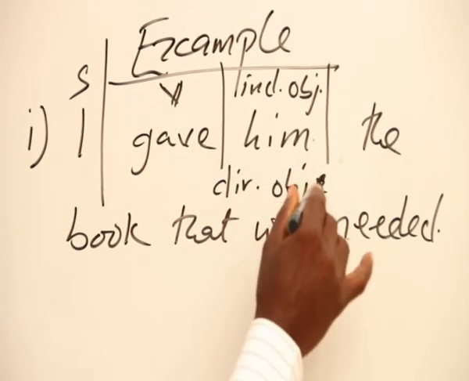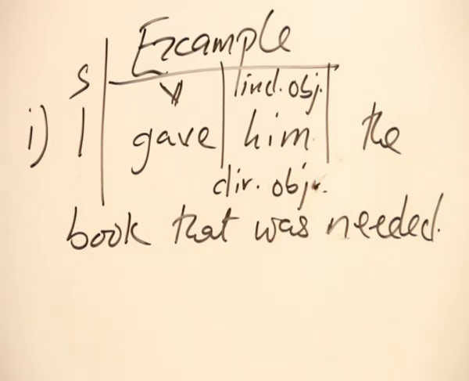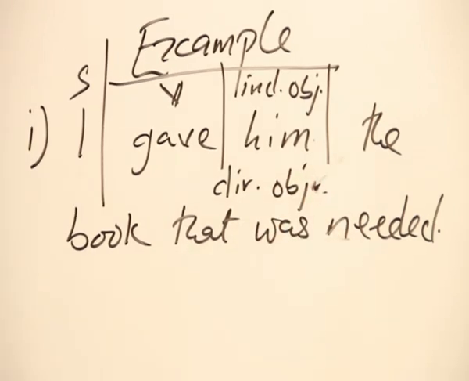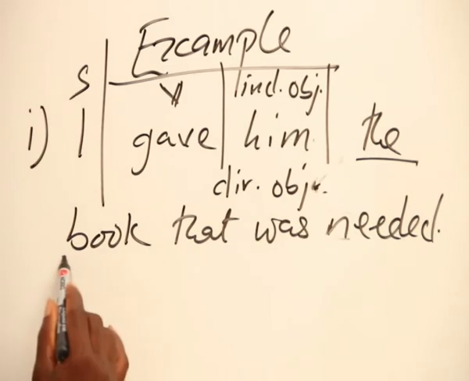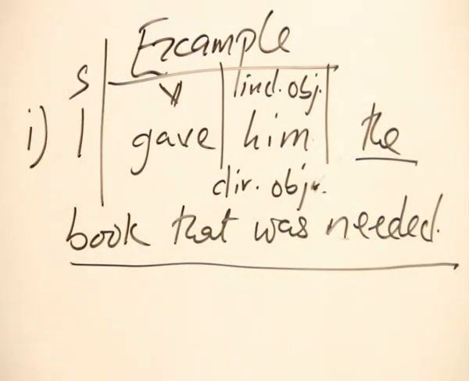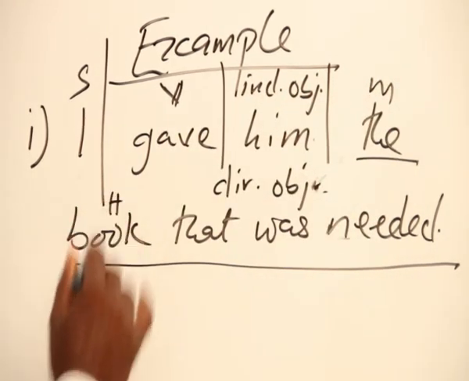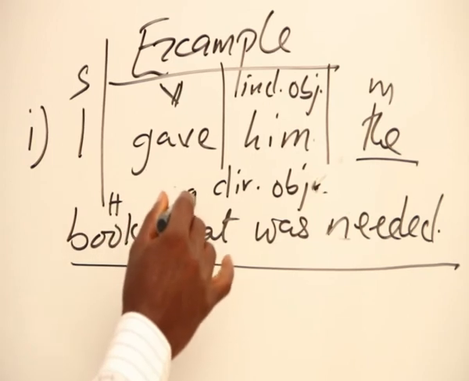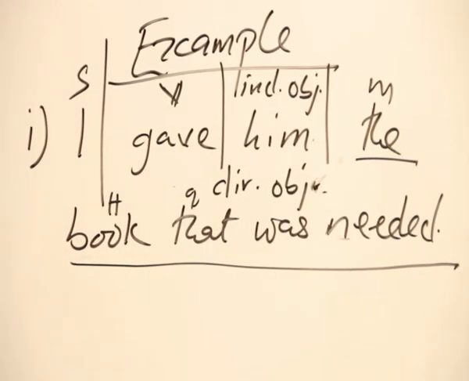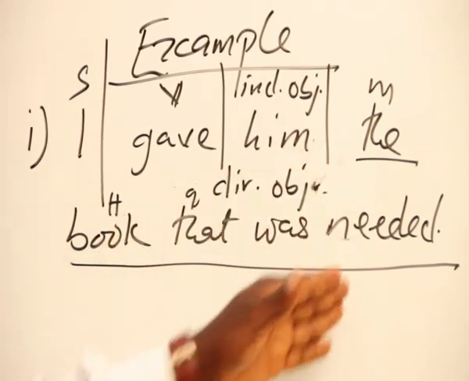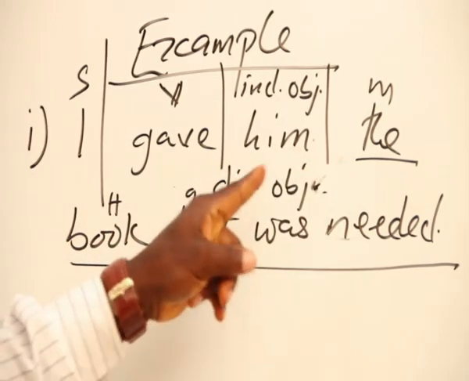So in this case, we simply say that, and of course this is a noun phrase. What we're saying now is that the book that was needed is a noun phrase with the book as the head, and our qualifier is a relative clause, or an adjectival clause. So by that, we find out that from that point is a noun phrase functioning as a direct object.